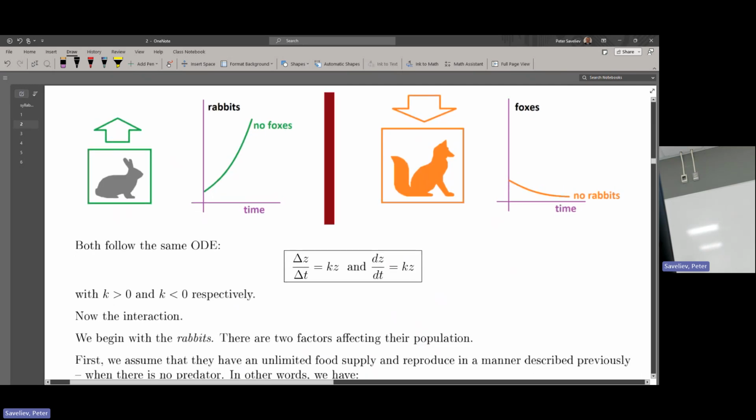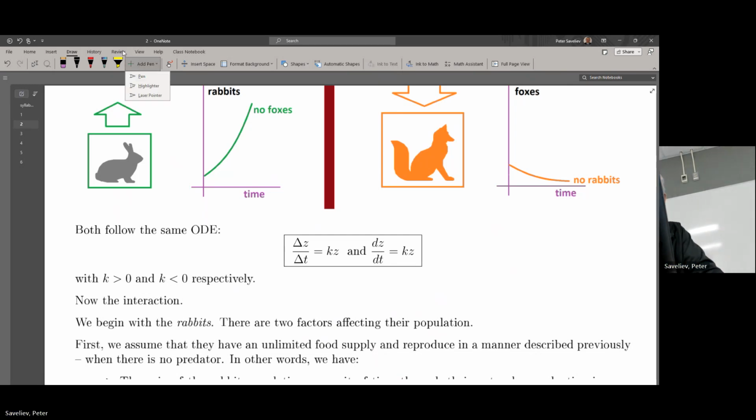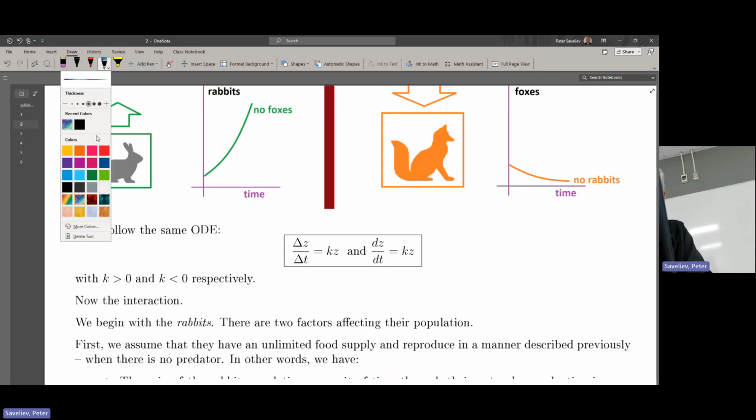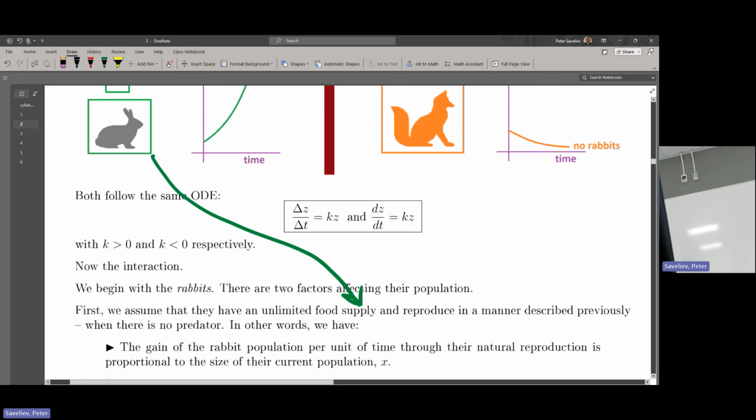Two factors affect their population. Just like in the picture on the left, we assume that there is an unlimited amount of food. On one hand, they reproduce and grow exponentially, if not for the predator. And this is the rule that dictates the interaction of the rabbits with the foxes. The gain of the rabbit population per unit of time through their natural reproduction is proportional to the size of their current population. So we already know that.